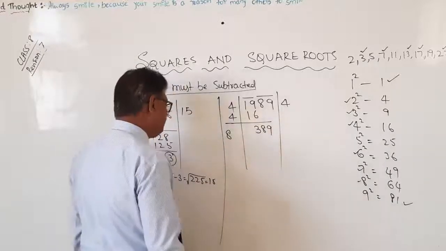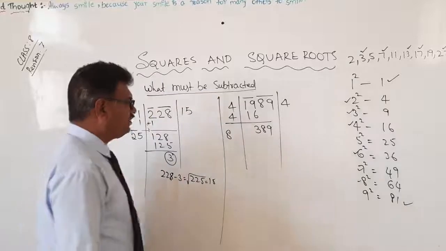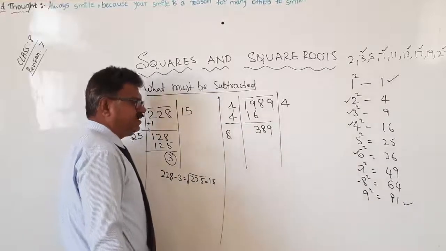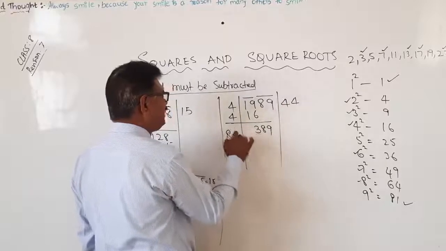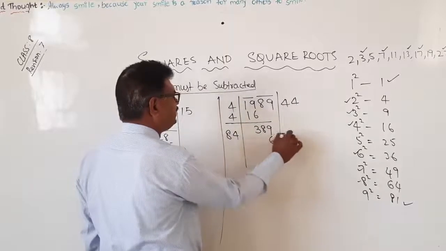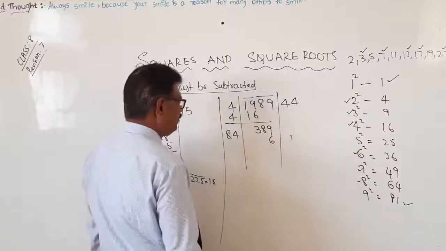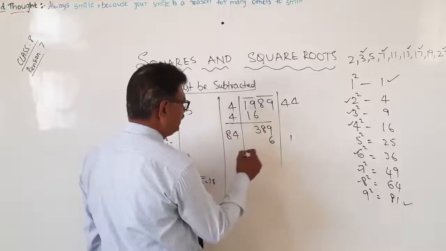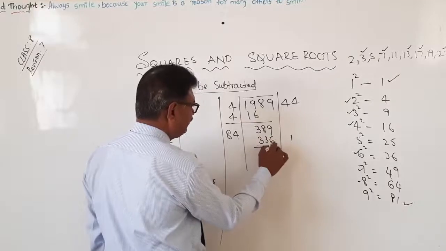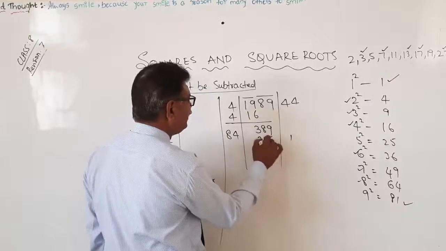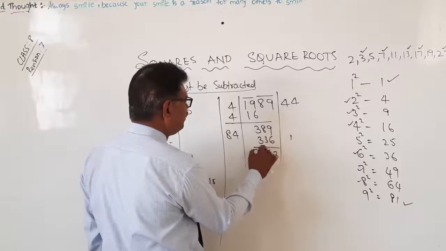Yes, ordinary division. Tell me. 8 4s. Sorry, 8 5s. 8 4s. Okay, we will take 4. Here also we will take 4. 4 4s are 16, 1. 4 8s are 32 plus 1, 33. So 9 minus 6 is 3. 8 minus 3 is 5.